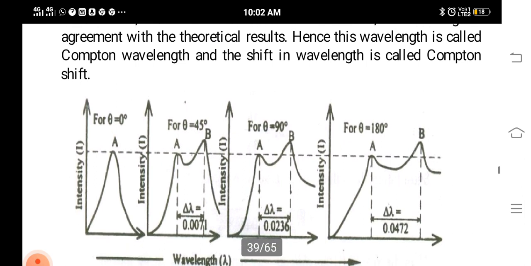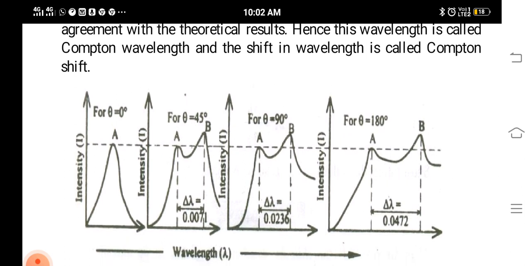Here first we will see the first image, that is, the graph plotted between wavelength and intensity. For the angle theta equal to 0 degree, then cos theta is equal to 1. So we are having a single peak of incident radiation only. When theta is 45 degree, we are getting delta lambda equal to 0.071 Angstrom. So we are getting the peak as a doublet peak, but the difference between those two is very small.